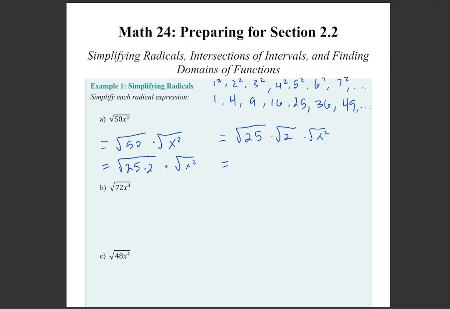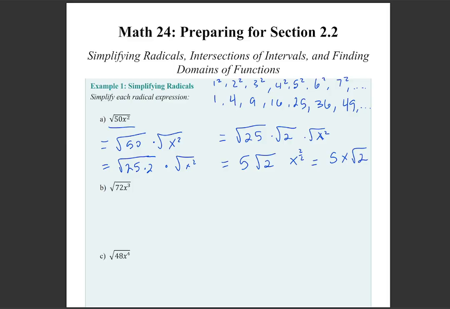Now, square root of 25, well, that's just 5. Square root of 2, we can't do anything with, so that's just going to stay like that. And then the square root of x squared, every time we have an exponent up here, the easiest way to do it is to just divide that exponent by 2. So this is now x to the 2 divided by 2, which is really just x. We write it in the order typically 5 times x times the square root of 2. And that is the simplified form of the square root of 50x squared.